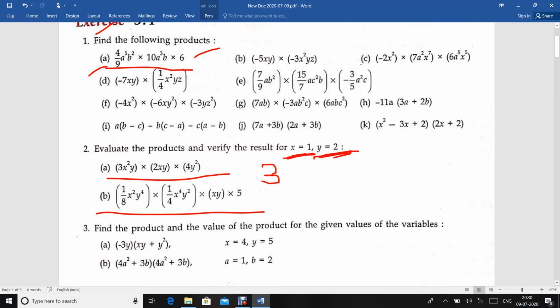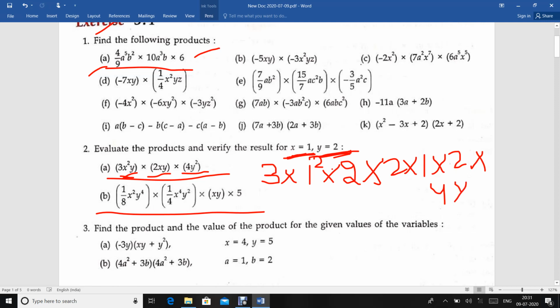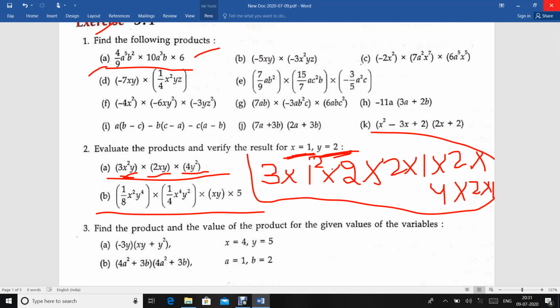See, here is 3, at the place of x you can put 1 square multiplied by y, that is 2, multiplied by 2xy, means 2 multiplied by 1 multiplied by 2, multiplied by 4y square, means 4 multiplied by 2 multiplied by 2. You have to put the values, after that you can solve it further and you will get your answer. See the question number 3.